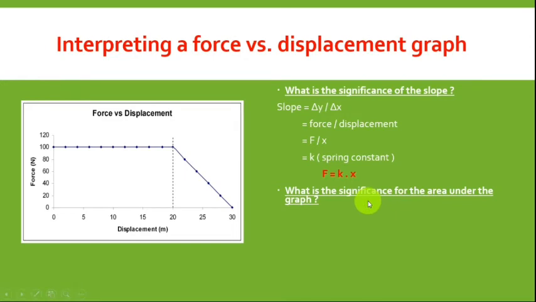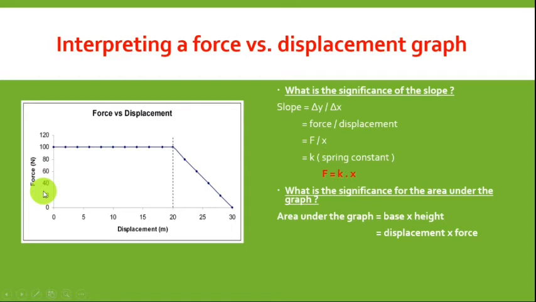Okay, how do we find the area under the graph? Look at what I have. I have a rectangle and a triangle. Let's talk about this side. Rectangle, how do we find the area of a rectangle? Base times height. So the area under the graph equals base times height. What do we have in the base? Displacement. What do we have here? Force. So displacement times force.